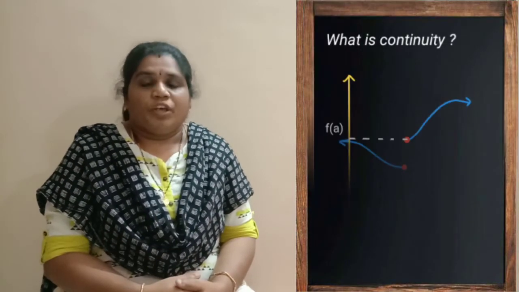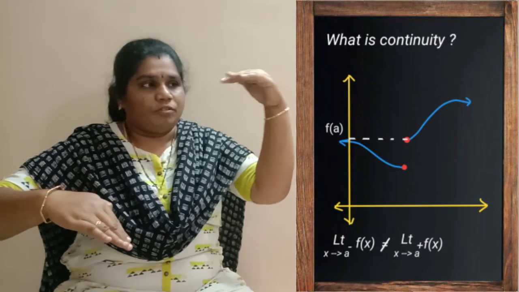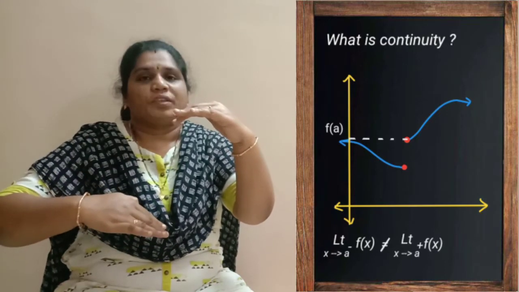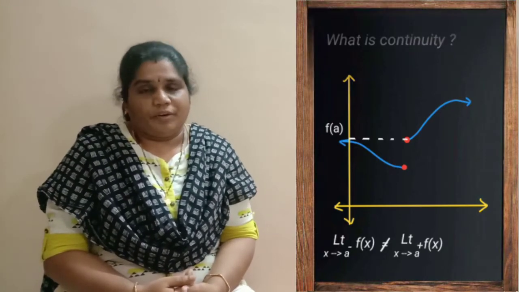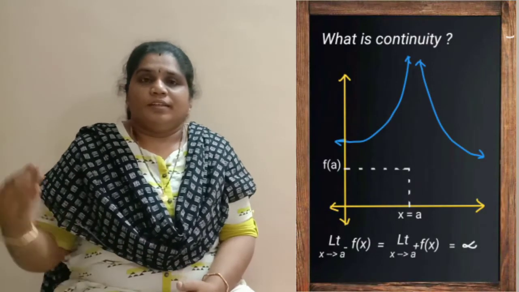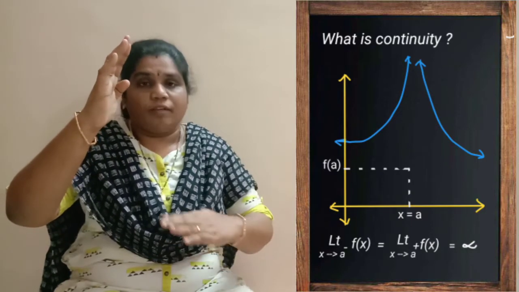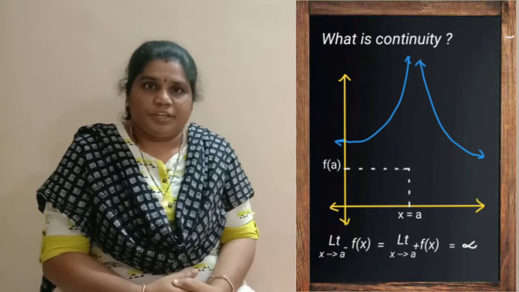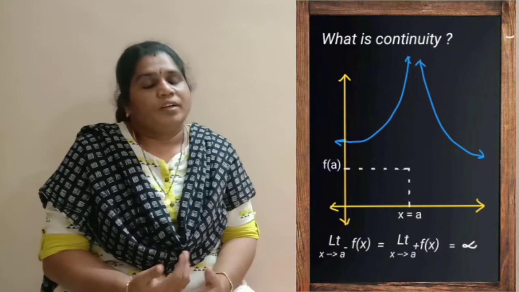And the second one: you may see the left hand curve comes over here and the right hand curve comes over here, and there is a jump between these two graphs. It shows that it is not continuous. Now the third one. In the third one, the left hand graph goes upward and the right hand graph goes upward. That means they will meet at infinity. Even though they meet at infinity, the graph is not contiguous.